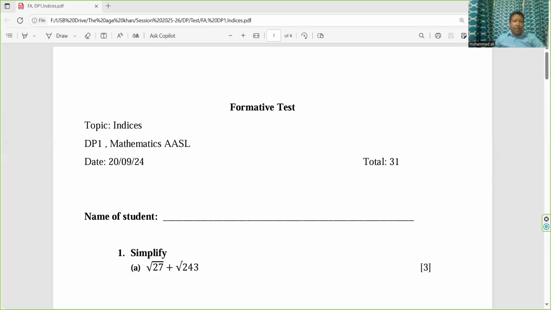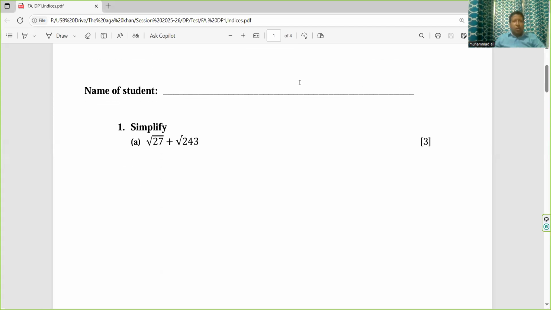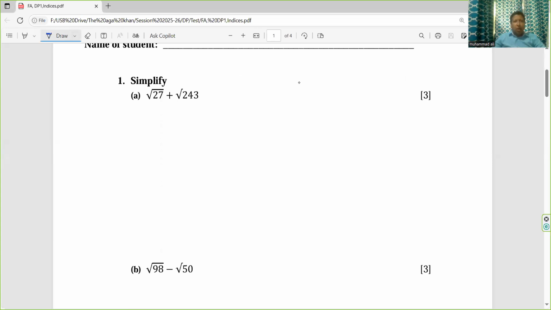Today we try to solve some questions from DP1 Mathematics AA SL, topic name Indices. This is a formative test paper. So question number 1, simplify root over 27 plus root over 243.